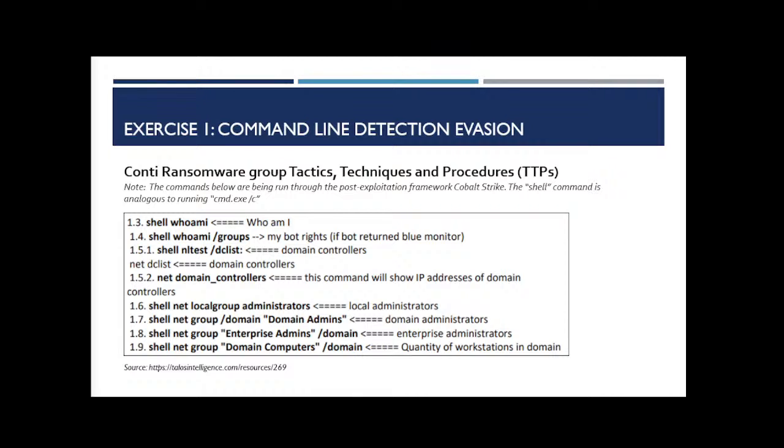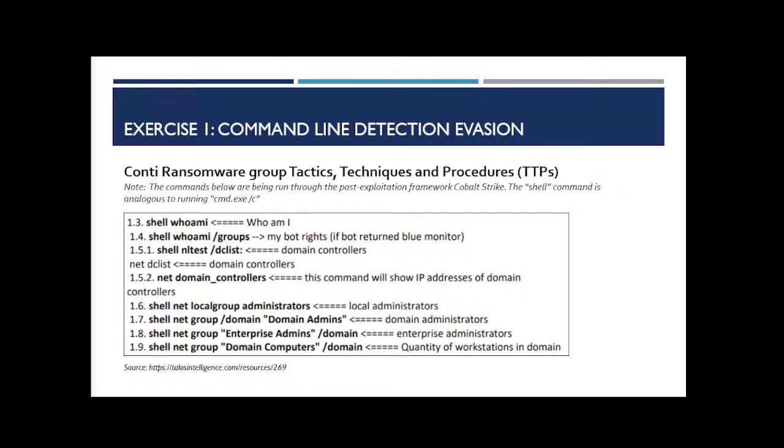So exercise 1, this is actually, remember the previously mentioned Conti playbook? This is the first part of the Conti playbook. And so when they land on a machine, this is what they're telling their operators to do. Do shell whoami, shell whoami /groups, shell nltest, DC list. We won't go through all of them, but you get the idea, right? This is what they're telling each one of them to do.